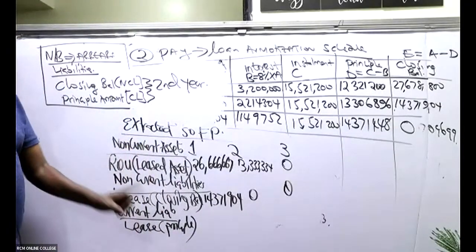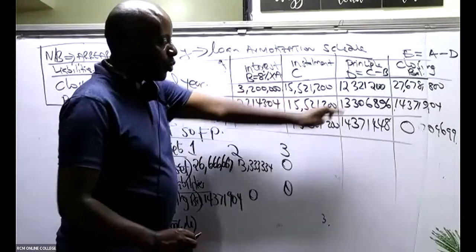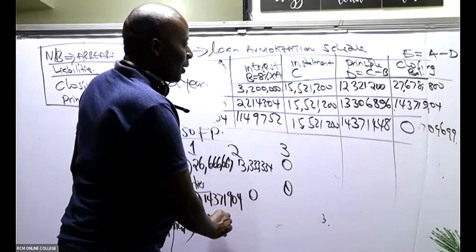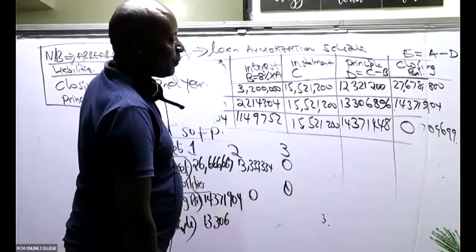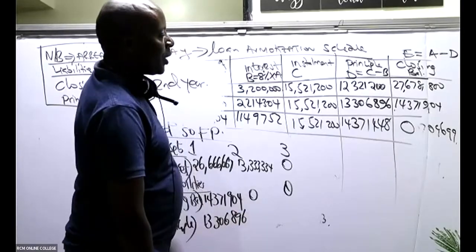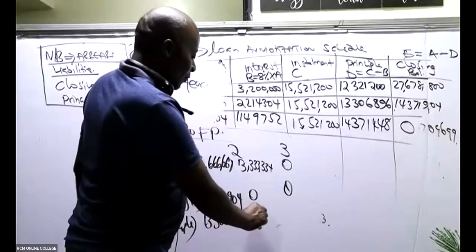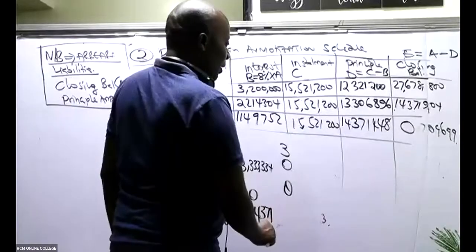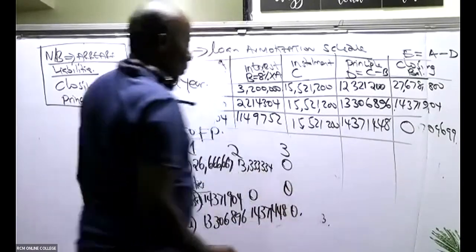And also for the principal amount, you start from year 2. You say 13,306,896, and for this one here, always ignore year 1. Then 14,371,448. The other one is 0 because there are 3 years.